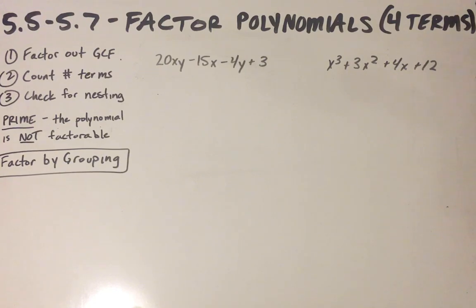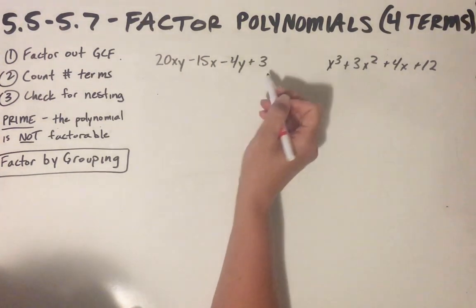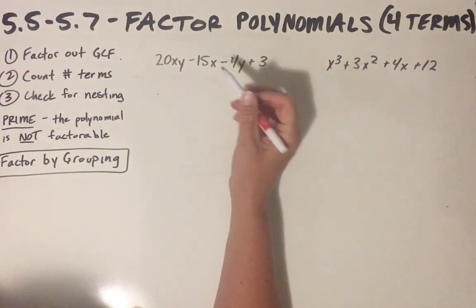So remember that our first step is always going to be to check to see if all of the terms have a GCF. Then I'm going to count the number of terms, and that's going to tell me what method I'm using. For any four-term polynomial, after I've factored out a GCF, I'm going to factor by grouping. So let's talk about factor by grouping, but let's first follow the first step and look through all four of these numbers to see if there's a GCF.